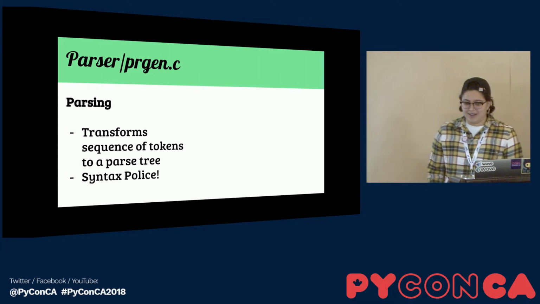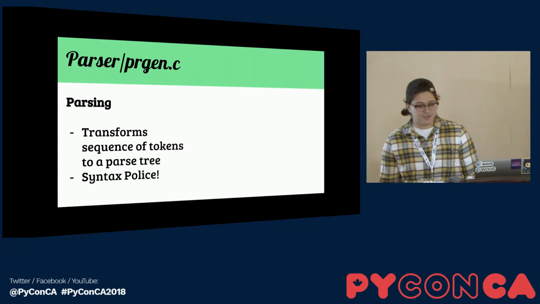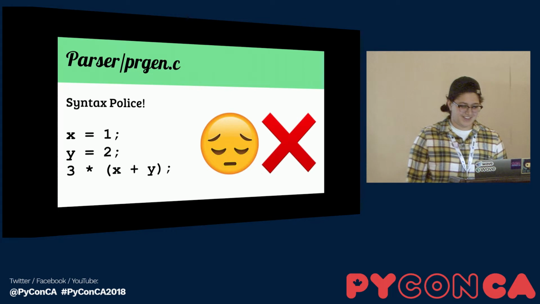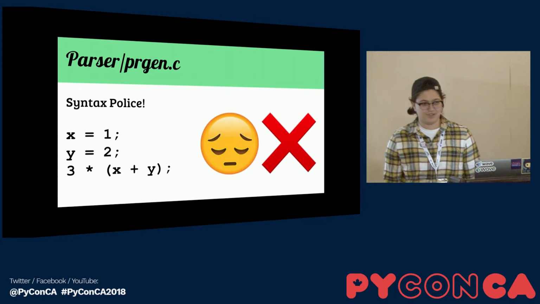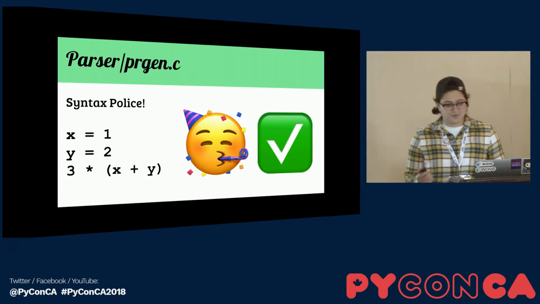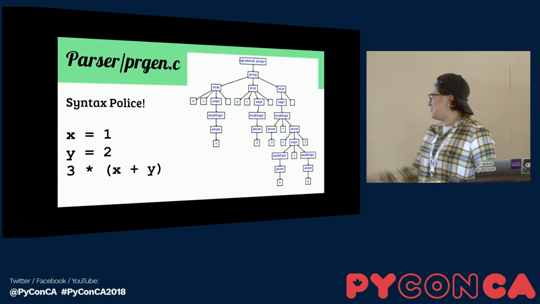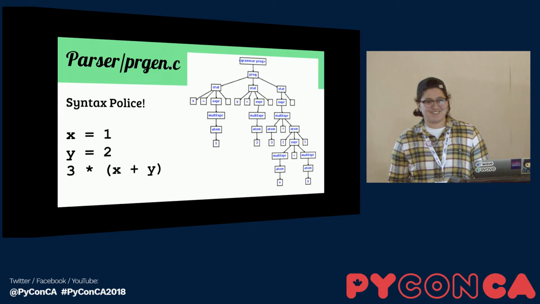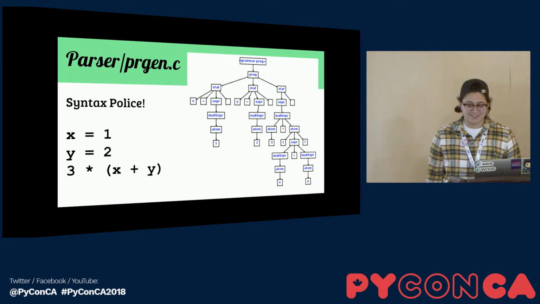The parse tree also acts like a syntax police. For example, if you forget that Python doesn't have semicolons and you try to do this, the parser will not parse your code. And then if you fix it, the parser will accept it and give you a parse tree. The parse tree retains all the information in your code, including the white space.